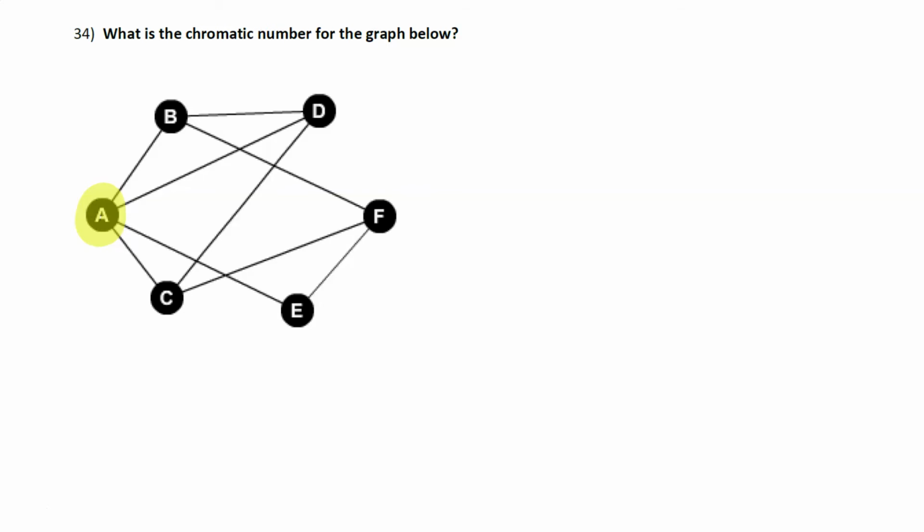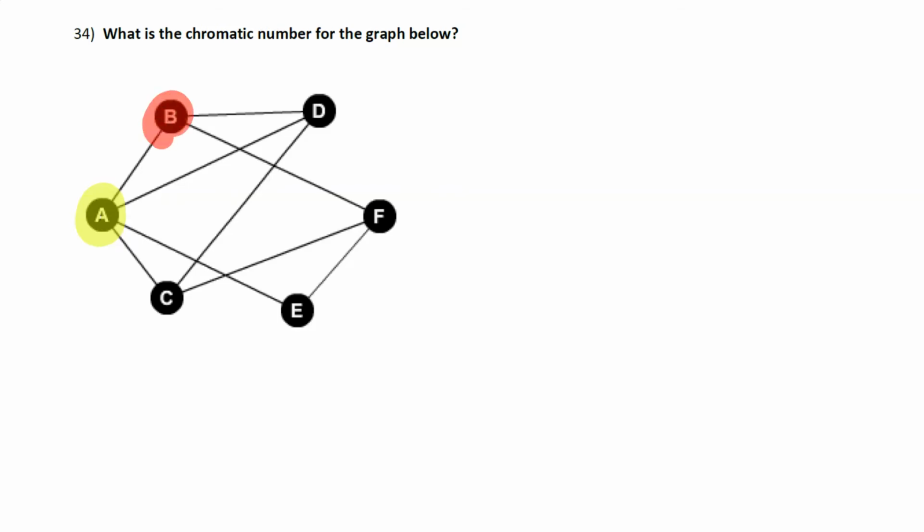Now we look for all of the vertices that are adjacent to that one, so all the vertices that are directly connected through a single edge to that first vertex. We can see that vertex A has a direct connection to B, D, C, and E. The only one it's not directly connected to is F. So all the other vertices are adjacent except for F. So we'll start off by coloring B.